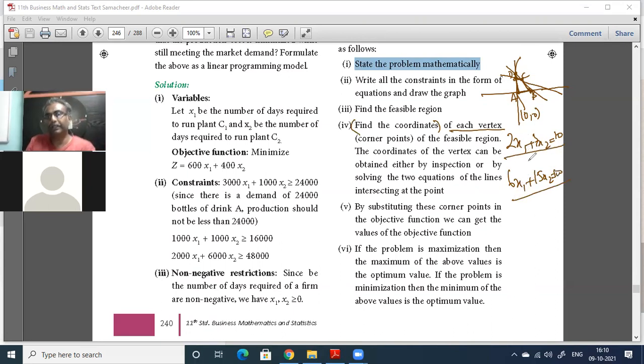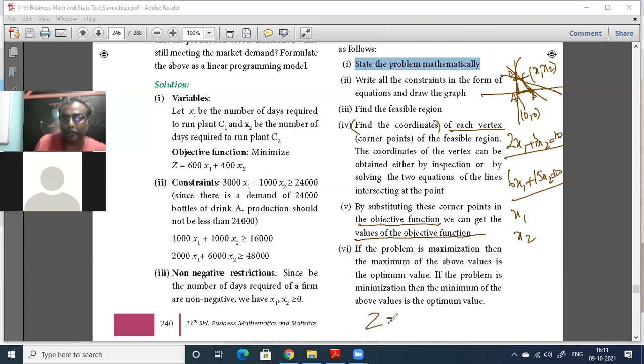Okay, simultaneous linear equations are solved. You get the intersection point x1 and x2. That point x1 and x2 is this point. Okay, like that you can get all the 4 points. After you get all the 4 points, by substituting these corner points in the objective function, we can get the values of the objective function.